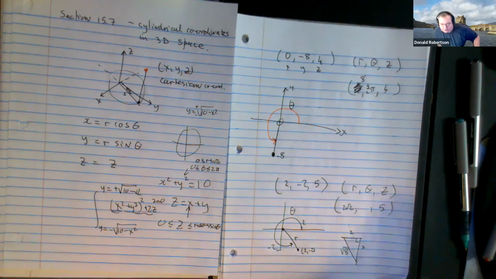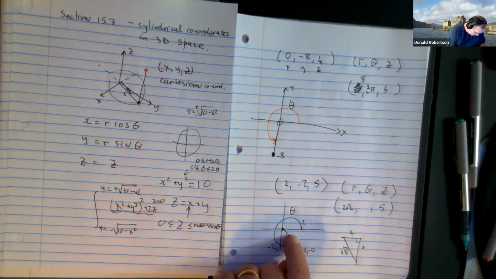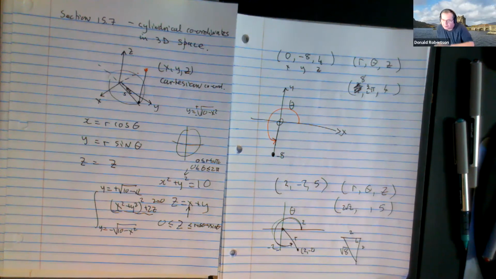Now, this angle here, the one I'm calling theta, you always measure from the x-axis and you go round anti-clockwise. That is actually a standard angle. Does anyone know what it would be?